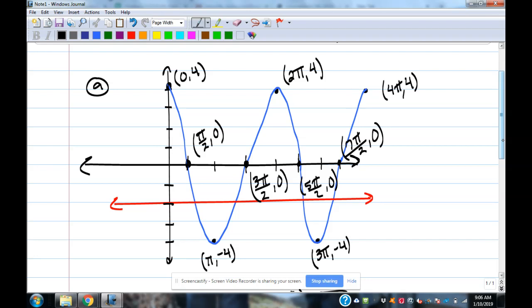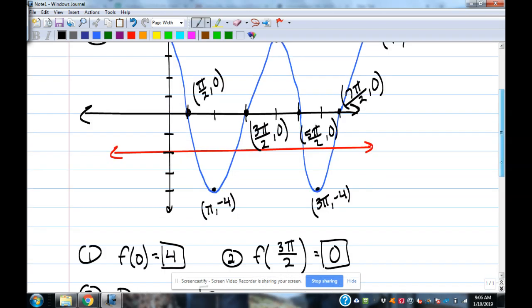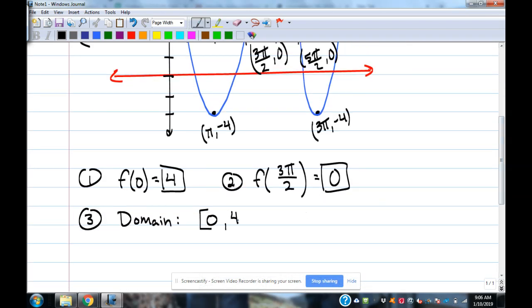So we have all of these X values that are on this blue line until we get to here. And that X value is 4 pi. Is it included? That's a filled in dot, so it is included. So 4 pi is the last X value. So that is the interval notation for the domain. Let's get the set notation for that.